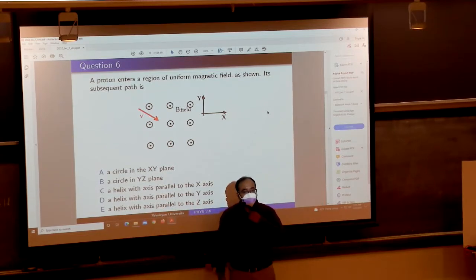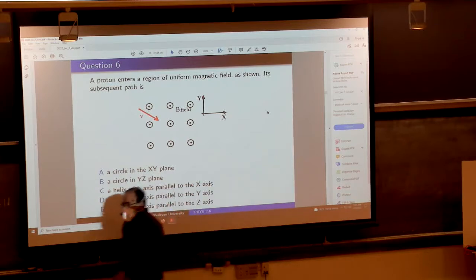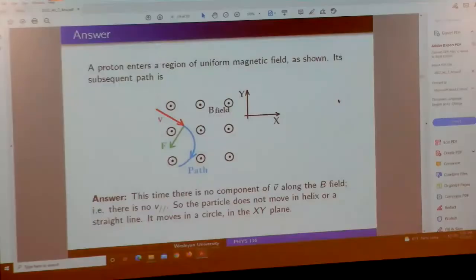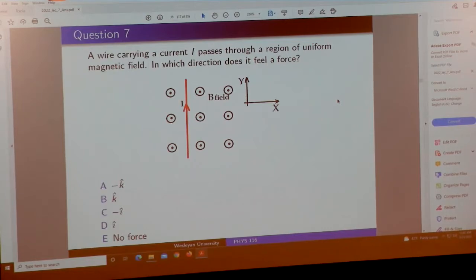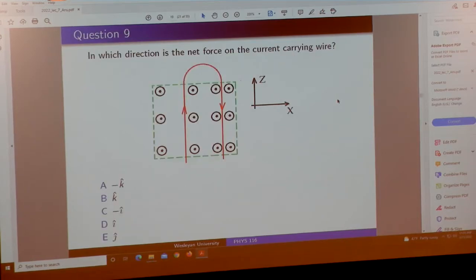Questions? Okay. Let's try, yeah, okay, quick one. And E is correct, no force. So in this case, the direction of the current, which is the direction of L, is exactly opposite to the direction of B, so when you do the cross product, you get zero. All right.